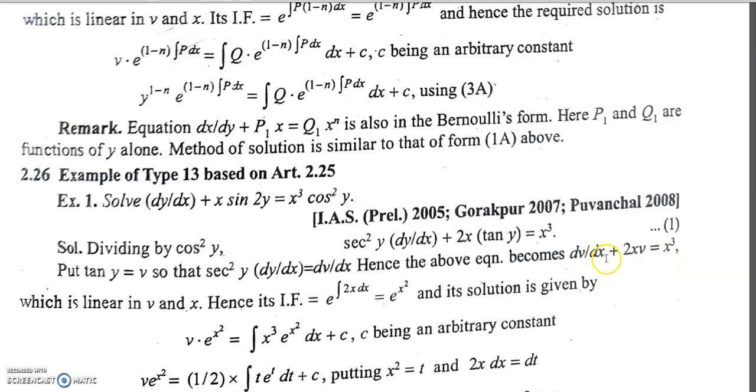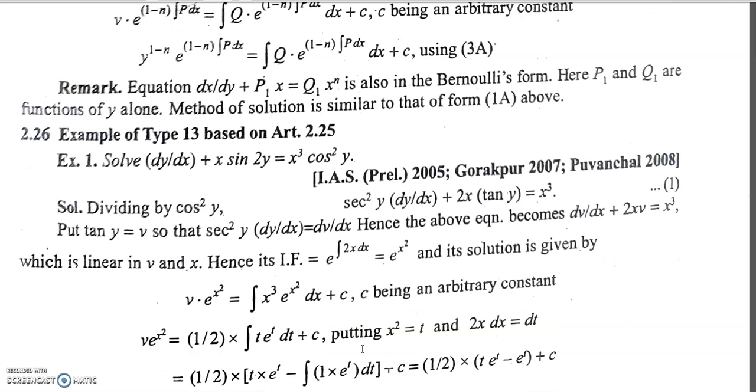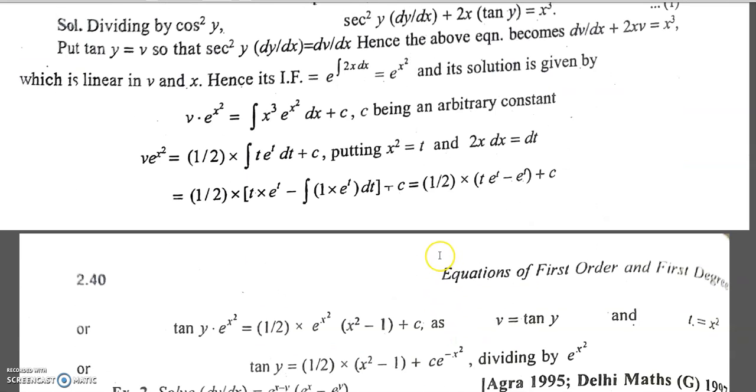Now this is the linear differential equation in v. So its integrating factor is e power integration P dx, that is twice x dx, so that is e power x square, and its solution is given by v into e power x square equal to integration x cube into e power x square dx plus c. Okay, now you just take x square equal to t, so that twice x dx is equal to dt, and this is polynomial, so apply the Bernoulli rule that I already told you for integration, and you get the final answer.